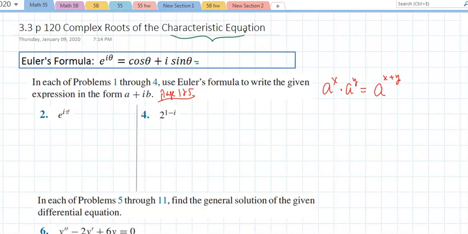It could have two distinct solutions. That's what we did in section 3.1. It could have two complex solutions. That's 3.3. Or it could have repeated solutions. That's 3.4.